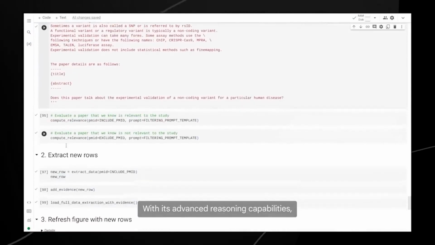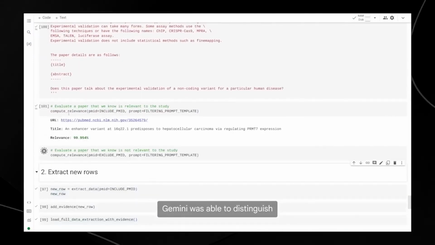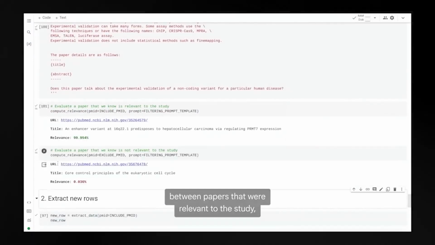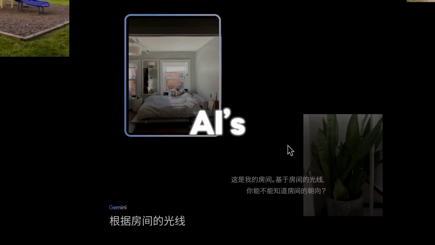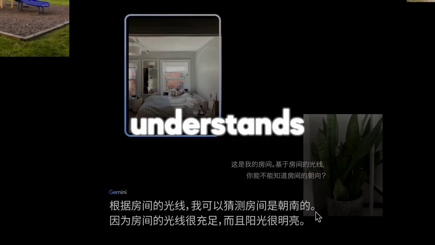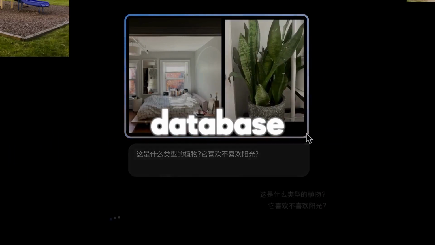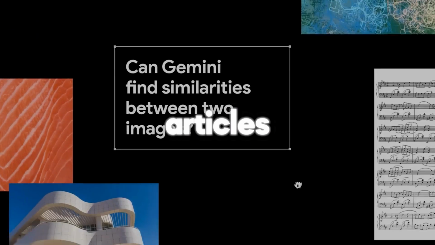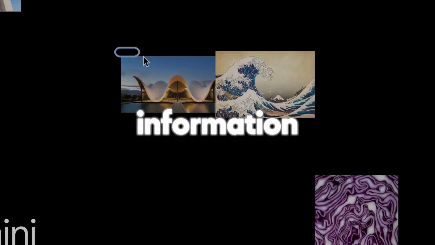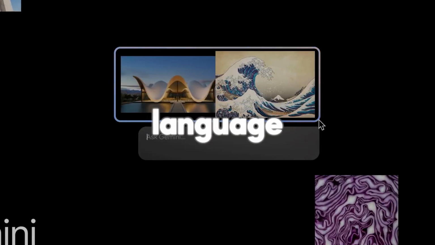With its advanced reasoning capabilities, Gemini was able to distinguish between papers that were relevant to the study. One of Gemini AI's best features is how well it understands science. The AI can find and extract relevant information from a database of thousands of scientific articles by employing methods of information retrieval and natural language processing.